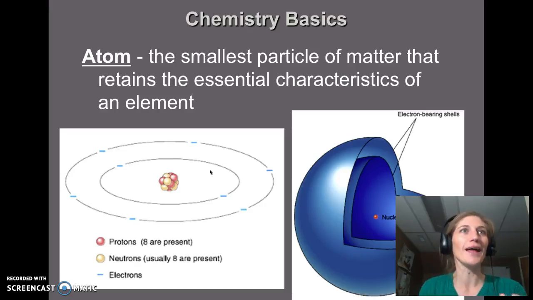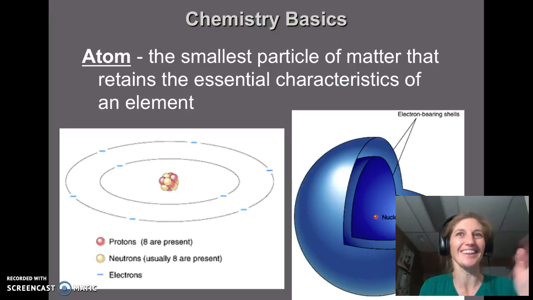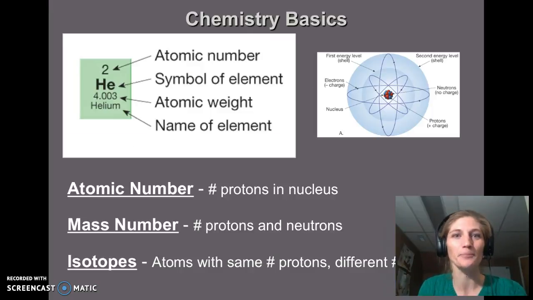Now, the flat diagram is very easy for us to see and understand, but what's really happening is very dynamic. So atoms aren't just like hanging out with the electrons in perfect spots. The electrons are moving around constantly, and they actually do jump shells back and forth. So chemistry is much more exciting than sometimes these drawings let us see.